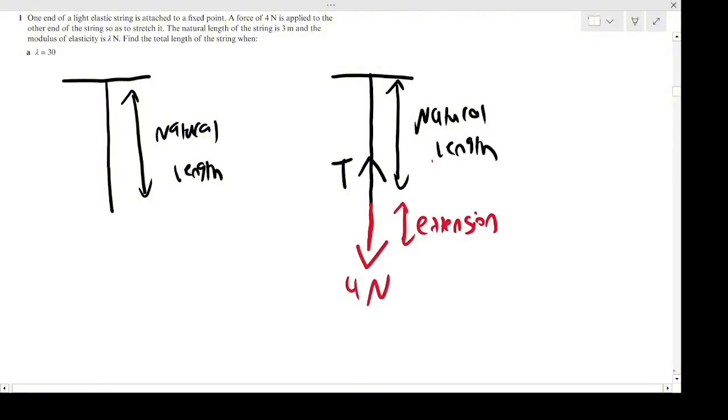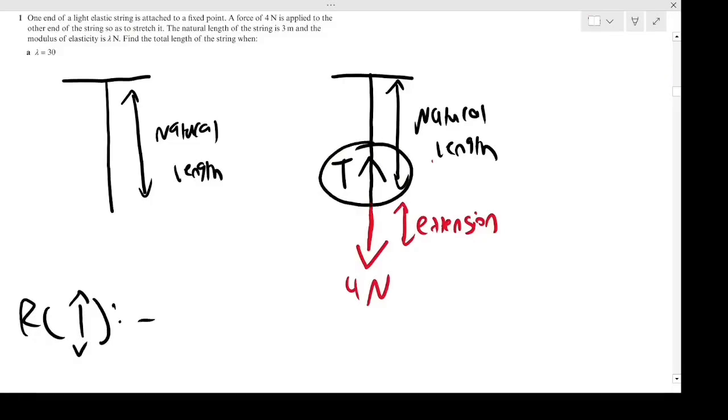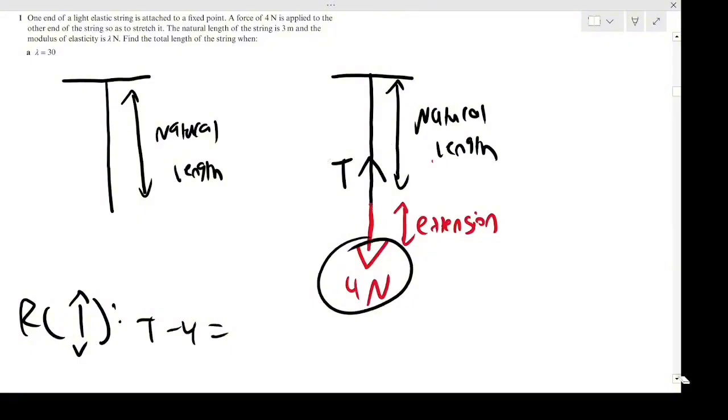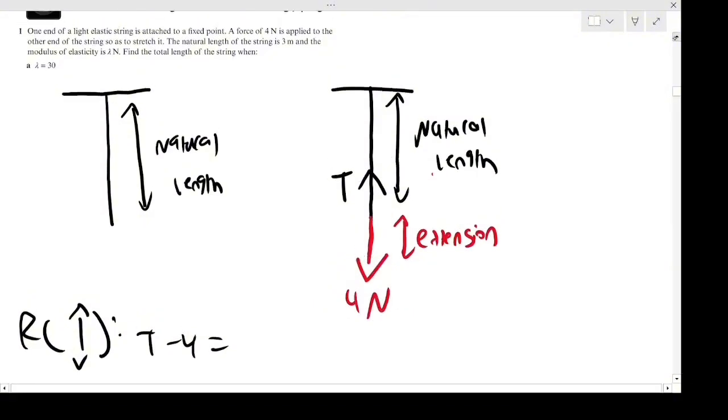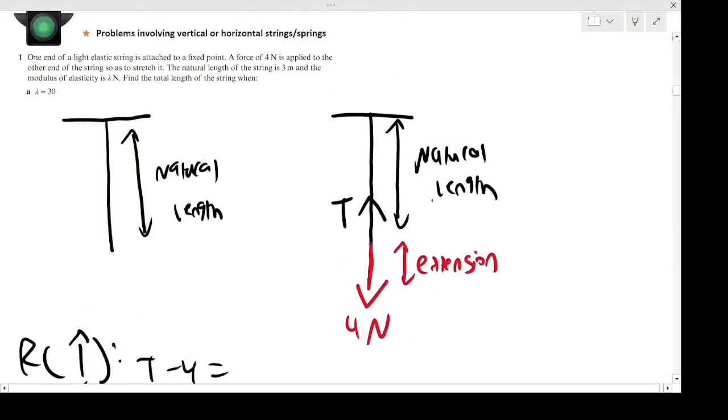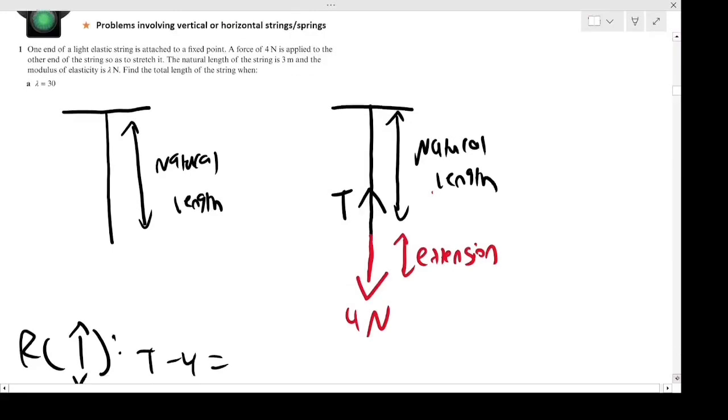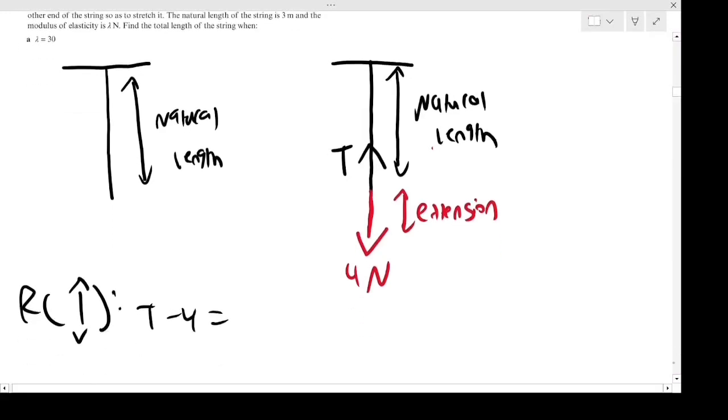Now what we can do first is resolve. We're going to resolve up and down the string. So firstly, my upward force is my tension T, take away the downward force of 4. That's going to equal mass times acceleration. Now, there's no movement, so there's no acceleration. So this is F equals ma. No acceleration means it equals 0. That means my tension force is 4.